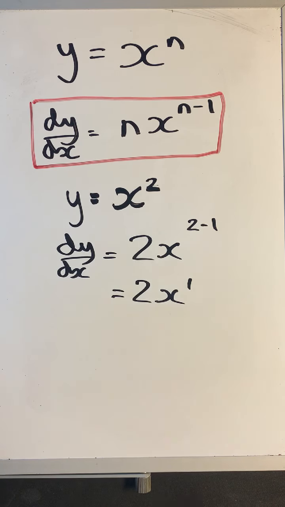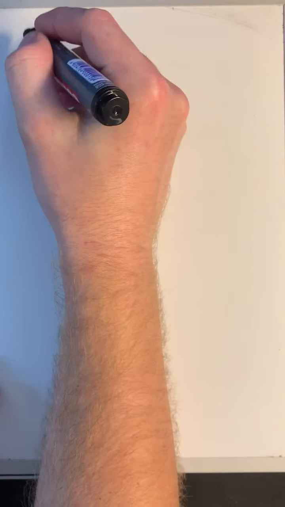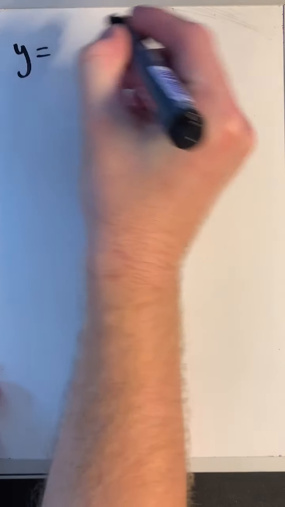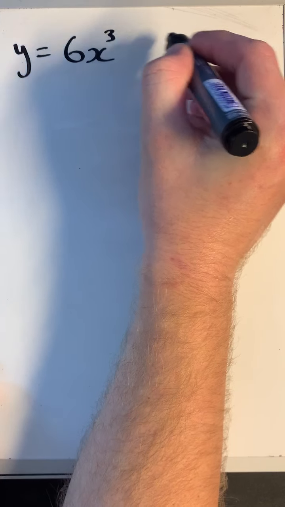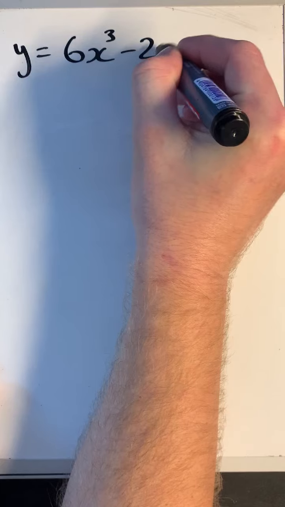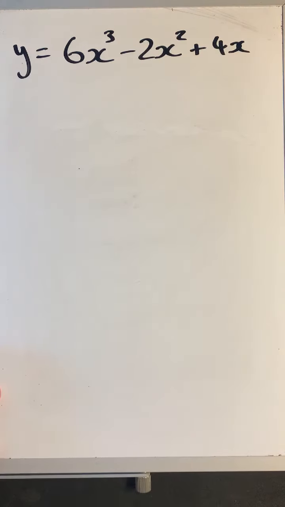So let's have a look then at the different types of functions that we can differentiate in that form, using that standard derivative. So for example then, if we have a look at this one, y equals 6x cubed minus 2x squared plus 4x. We'll leave it there, I think.